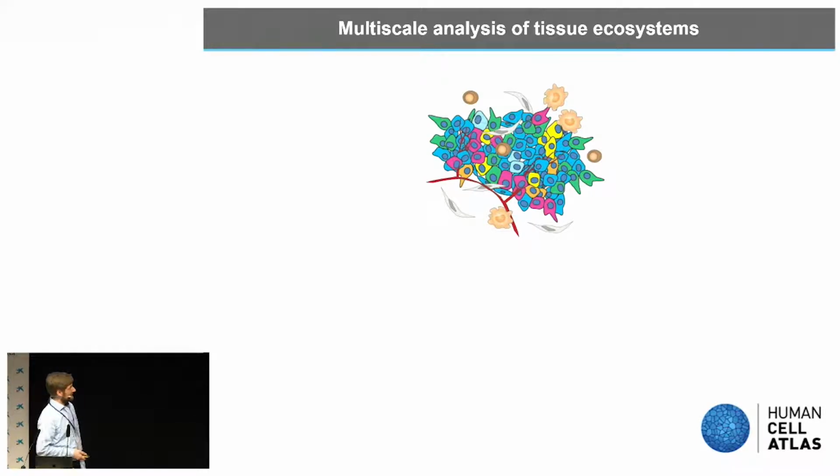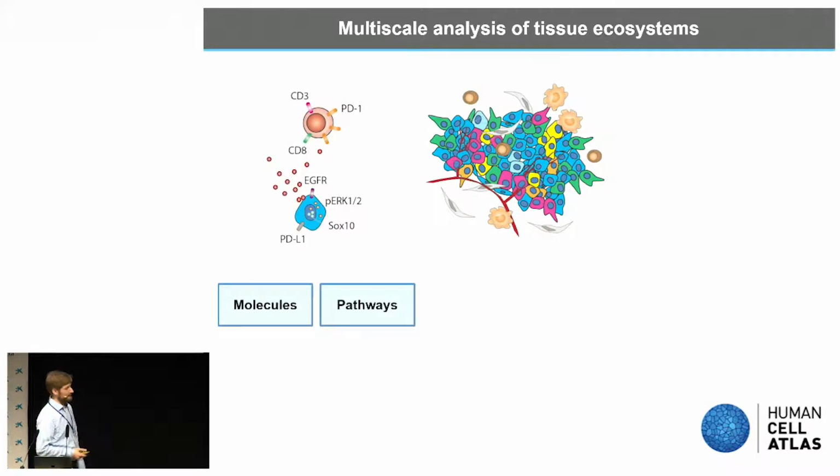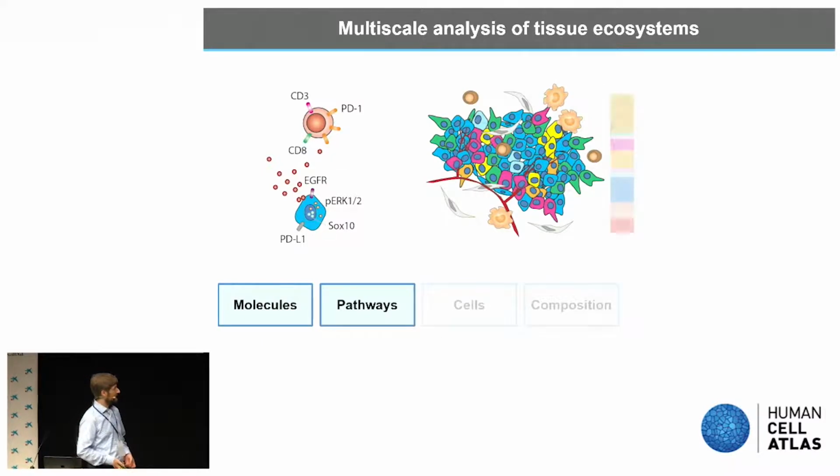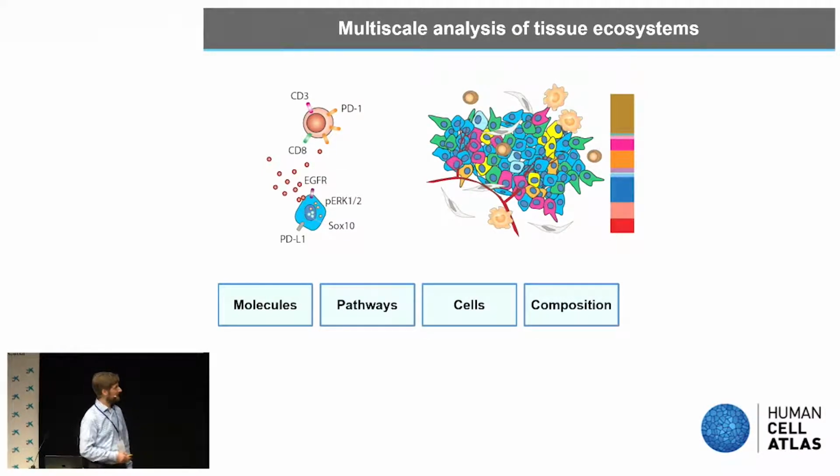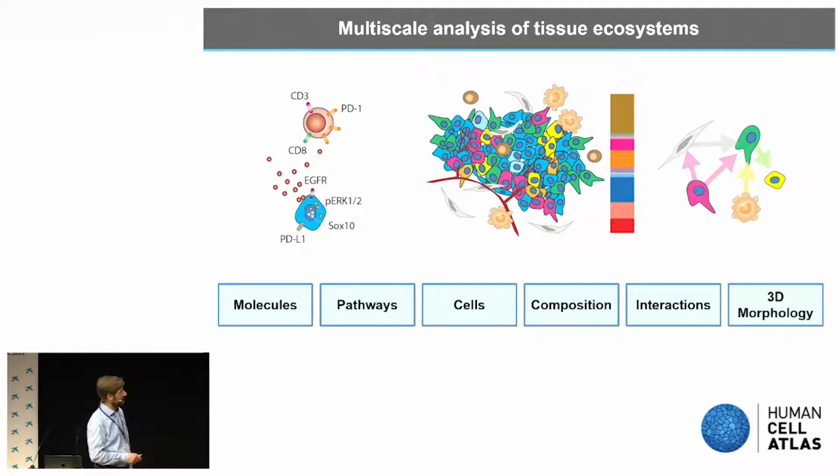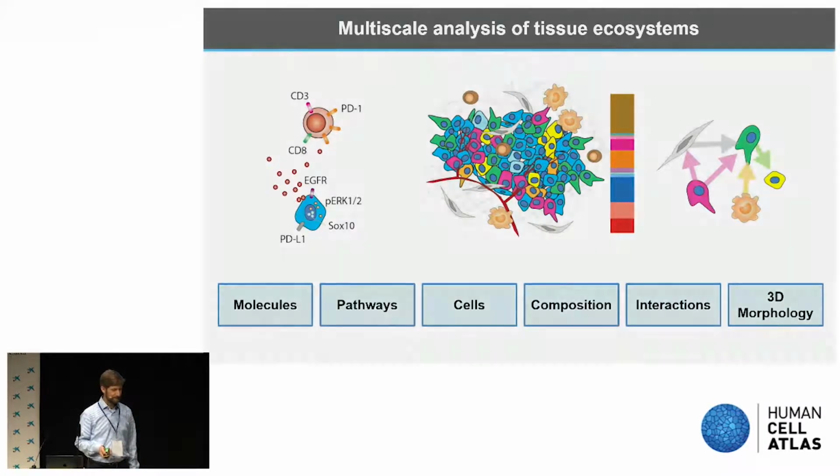So if we now want to understand a cell in its context, we really want to have multiscale measurements where we can measure the molecules that are in between the cells that transmit information, the same ones within a cell to know about the pathways, obviously the cell phenotypes, the composition of a given tissue, and then where the cells are located, how they interact, and the overall 3D morphology that is relevant, for example, to understand whether there's a gradient of oxygen or nutrients.